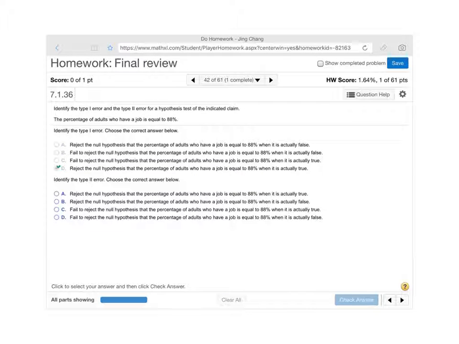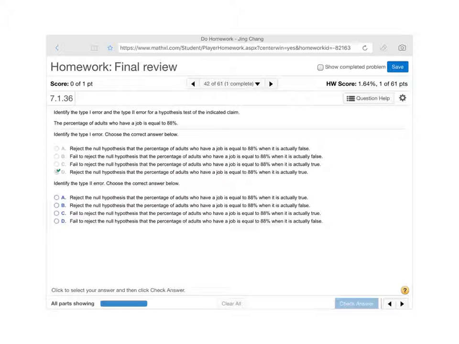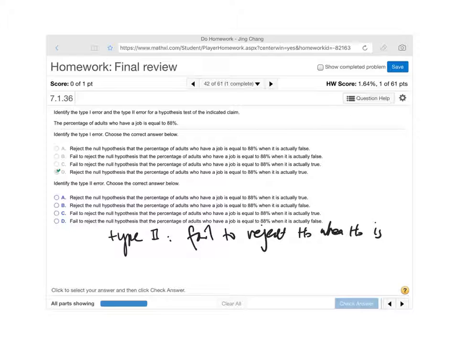Okay, type 2 is fail to reject H0 when H0 is false. So you fail to reject the null hypothesis that the percentage of adults who have a job is equal to 88% when it's actually false. So the answer should be D.